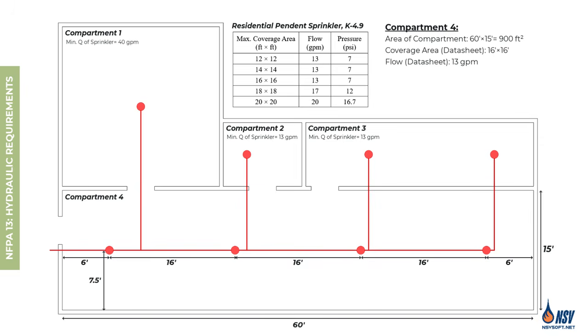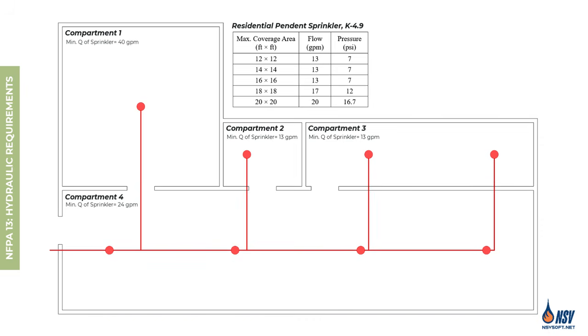The sprinklers are uniformly spaced in this compartment. The S is 16 and the L is 15 feet. This results in a coverage area of 240 square feet for each sprinkler. Therefore, the calculated flow is 24 gallons per minute. As we know, the sprinkler flow shall be the greater of 13 and 24 gallons per minute. Thus, the flow is taken as 24 gallons per minute.